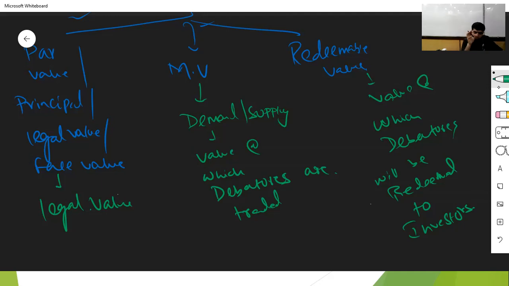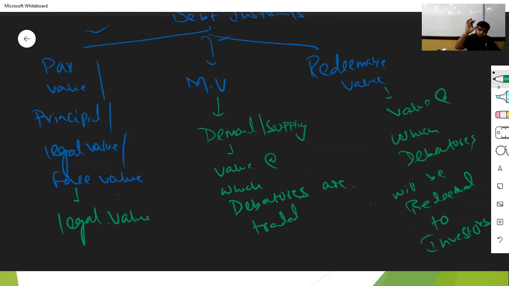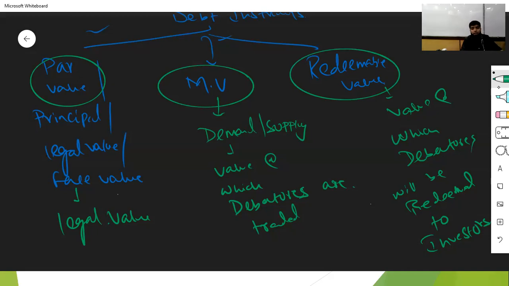So redeemable value is the value at which the debentures will be redeemed to the investors, that is, what amount will be returned to our investors. That is known as redeemable value. Why am I telling you these things? When we are starting the question, we need to identify these values: number one, the par value of the debenture; number two, the market value of the debenture; and lastly, the redeemable value of the debenture.